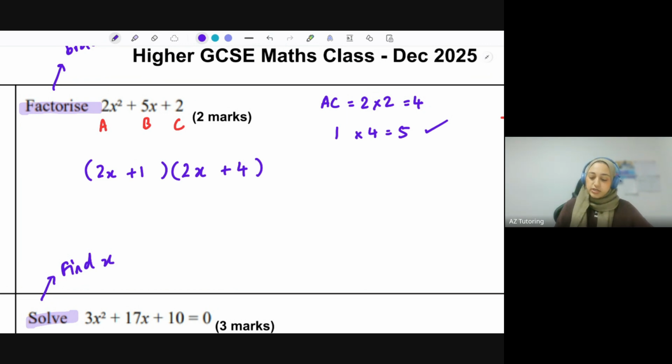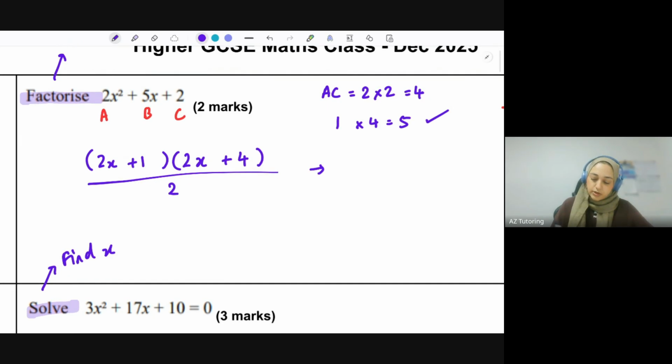Now, what we need to do is divide the whole thing by 2 because we can simplify this. So 2x plus 1 divided by 2, I can't simplify that because I'll end up getting a fraction. When you're factorizing, you can't get fractions. So that first bracket will remain as is, 2x plus 1. The second one, 2x divided by 2 gives you x, and then 4 divided by 2 gives you 2. So that's your final answer.